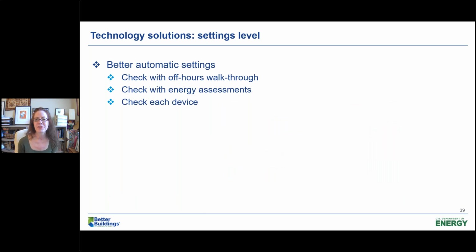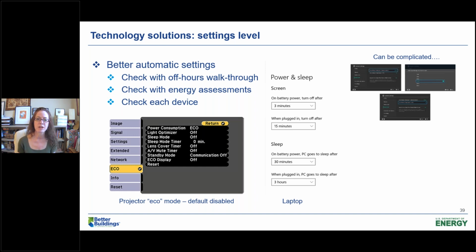The next level is the settings level. In order to figure out whether you need better settings, you have to figure out where your bad settings are. The classic way of doing that is to walk through the building in the middle of the night and see, wait a minute, what are all these things that are still on? That can work, but it also has some downsides in that a lot of devices do not make a lot of noise anymore or don't have any lights. If you have access to any sort of energy assessments, that can give you a lot of ideas about which things potentially have settings problems. And you can also check each individual device.